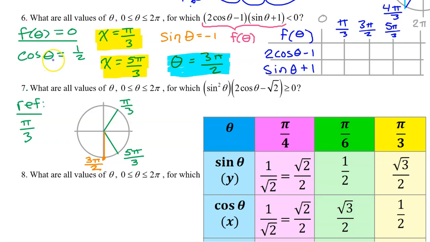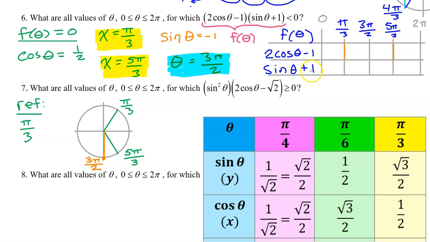So notice that when we set the first factor equal to 0, the 2 cosine theta minus 1, that's what led to the critical values of pi over 3 and 5 pi over 3. So these are the only places where this factor might change signs, pi over 3 and 5 pi over 3. That means that later, when I'm trying to use test values to figure out whether 2 cosine theta minus 1 is positive or negative, I don't have to check all 4 intervals. I only have 3 intervals, left, middle, and right.